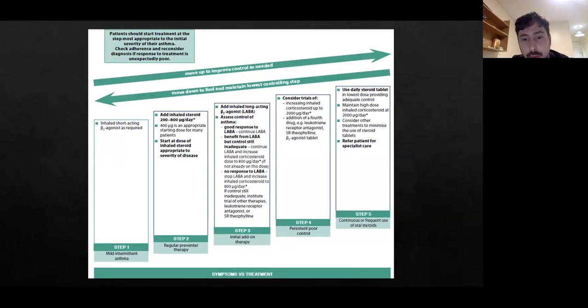So this can be a leukotriene receptor antagonist, for example. And this keeps going up until daily steroid tablets. At this point, if they're needing oral steroids, they need specialist referral. So it's unlikely UCL will go past the LABA stage. Even though it's nice knowing this, to make your knowledge better in general, it's unlikely to be questioned past the LABA stage.